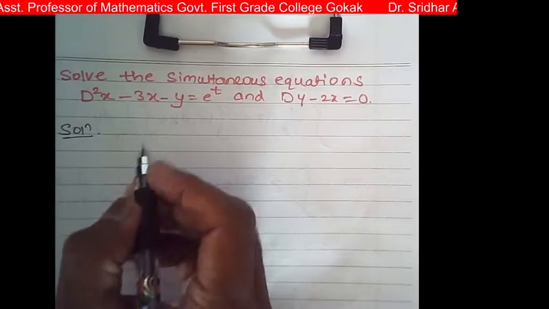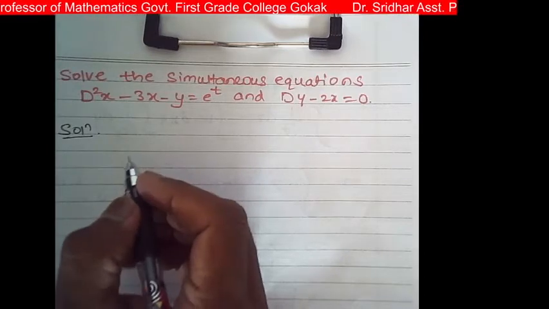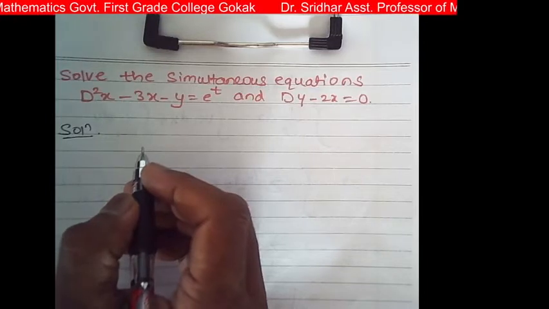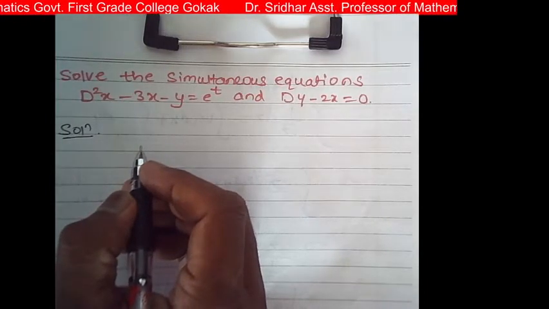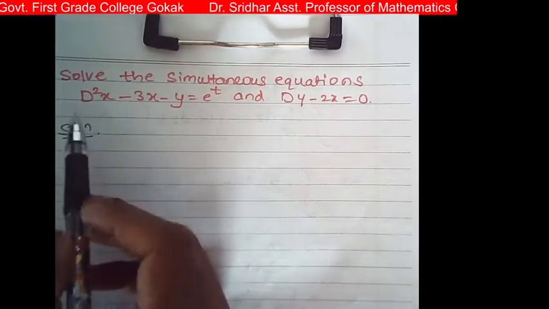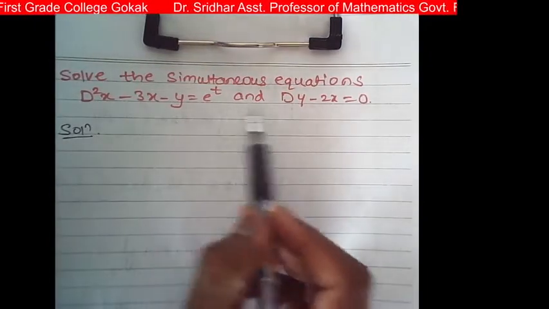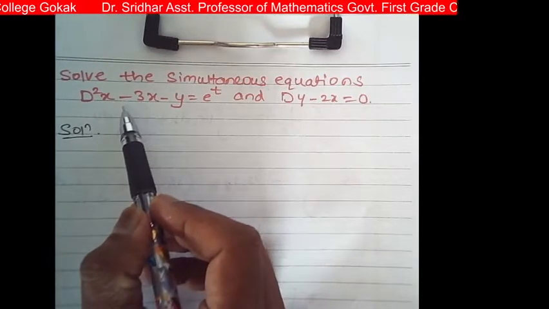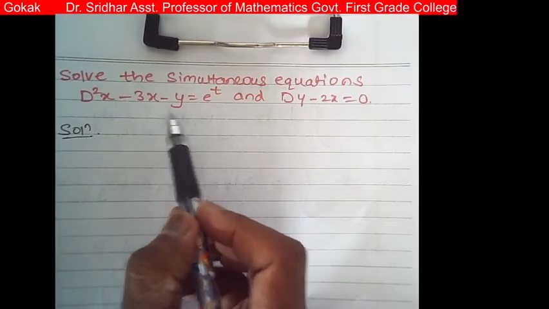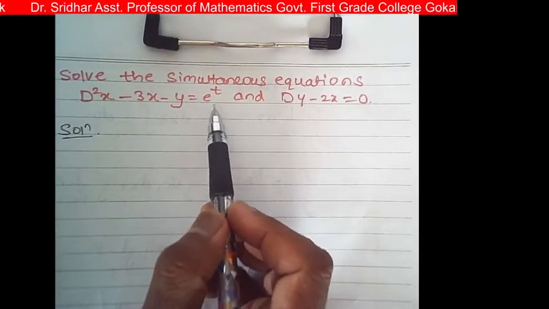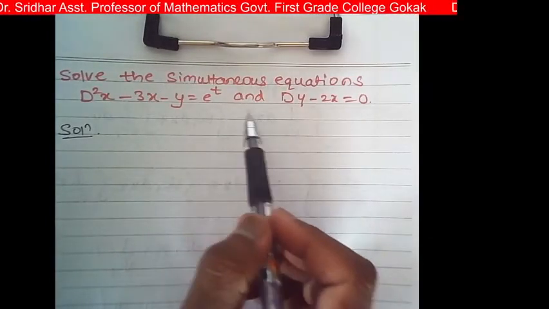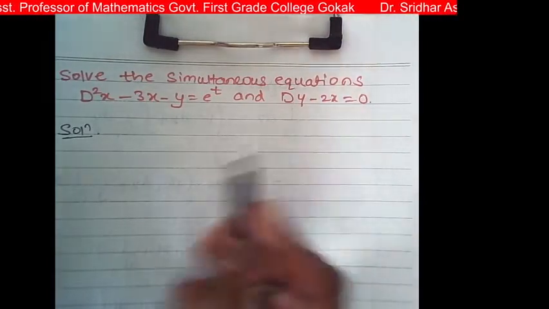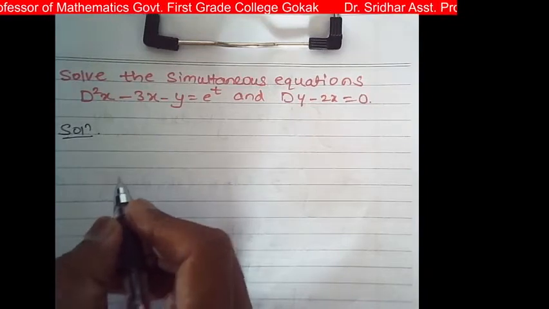Hello everybody. So in this class we solve one more problem on simultaneous differential equations. Here the problem is: solve the simultaneous equations D squared x minus 3x minus y equal to e raised to t, and Dy minus 2x equal to 0. So this is the problem.